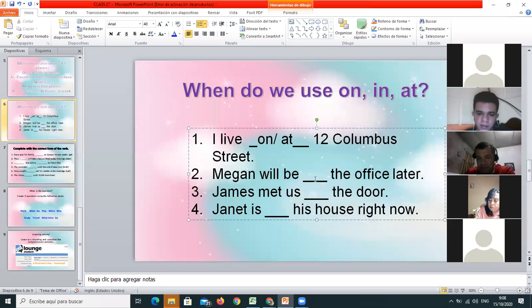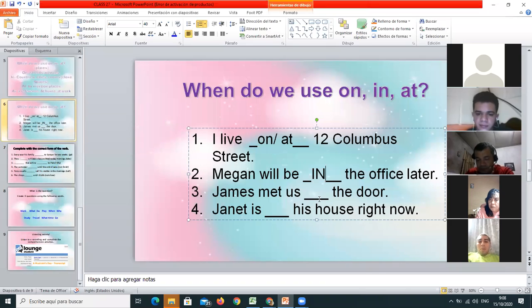Number 2. Megan will be in the office later. In the office. Yes, we are talking about a closed space. Number 3. James met us at the door. This is like a reference, just to mention the place as a reference. Met us at the door.